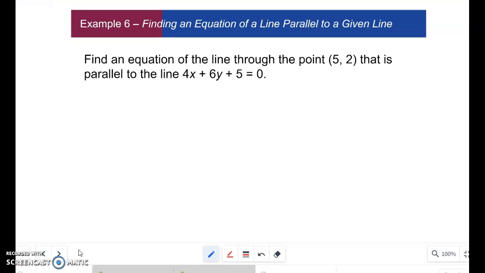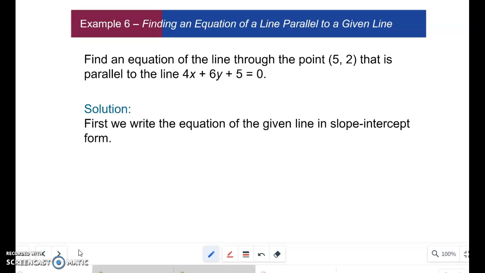So here we have an equation of a line given in general form. We want to find the equation of another line that has the same slope because it's parallel and goes through the point (5, 2). So we're going to need to find the slope of the given line, and to do so, we could put it into slope-intercept form. So we would subtract 5 from both sides. Then we would want to get the y alone in slope-intercept form, so subtract 4x from both sides.